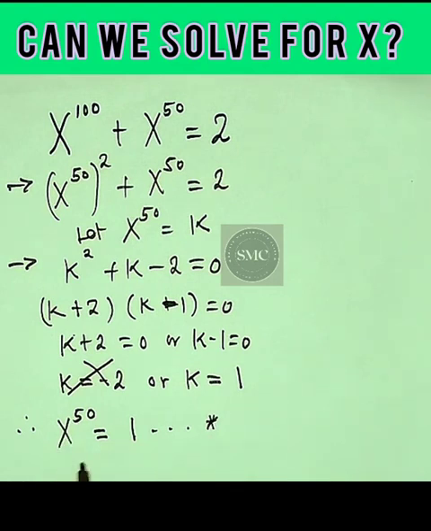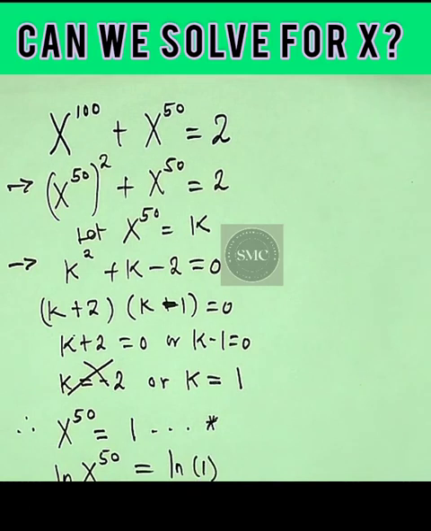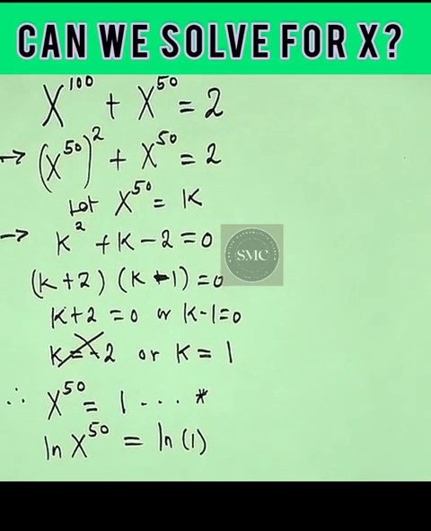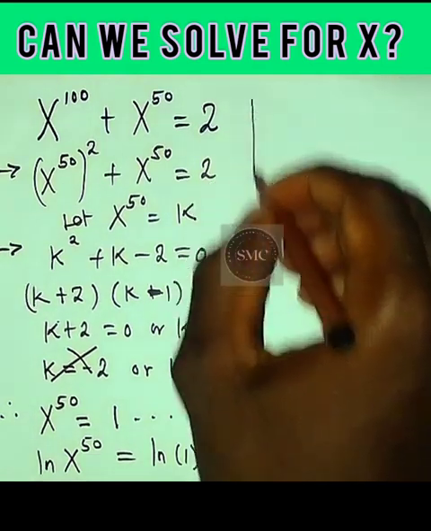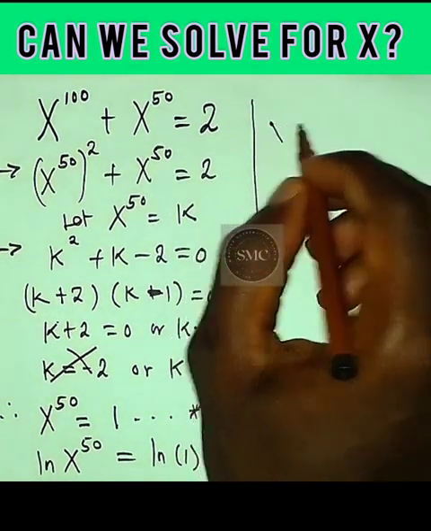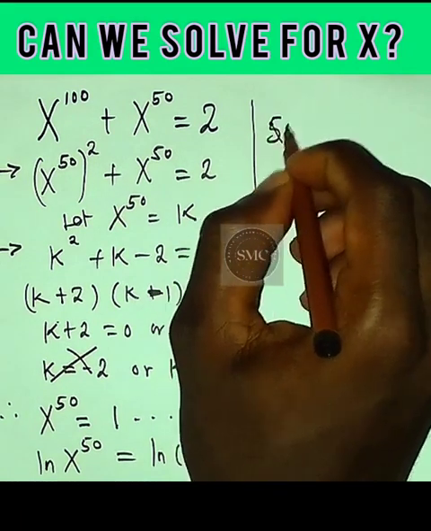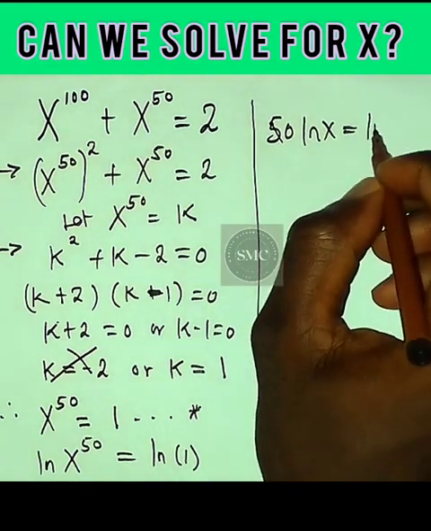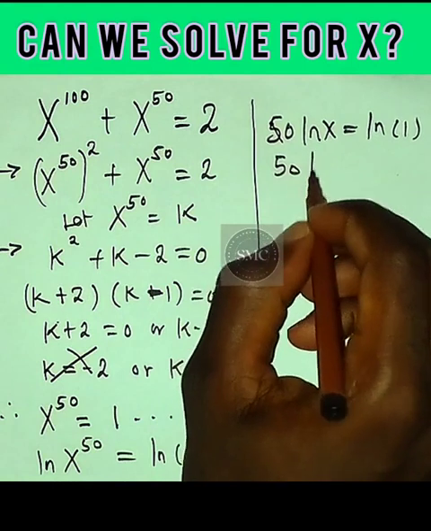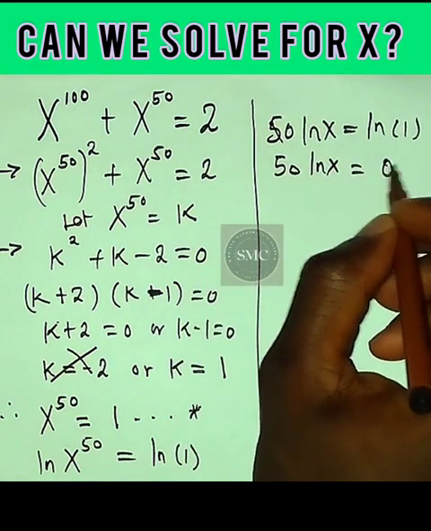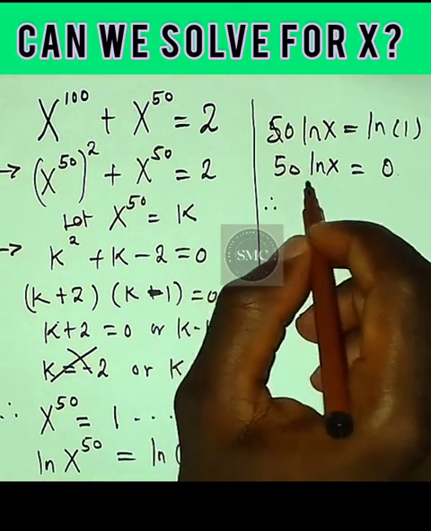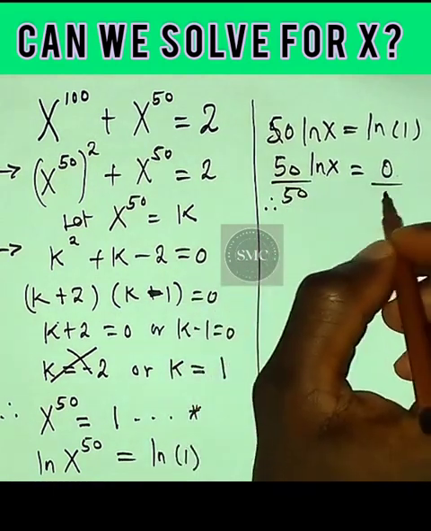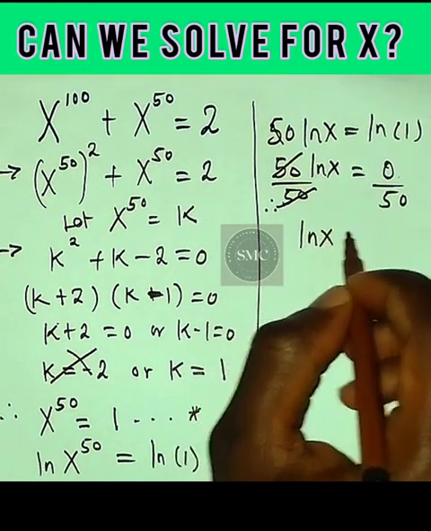So how are we going to get the value of x here? We are going to introduce ln, the natural log, to both sides of this equation. So we have 50 ln x equals ln 1, which is 0. Can 50 be 0? No. Or let's say we divide both sides by 50. We cancel this one, and we have ln x equals 0.